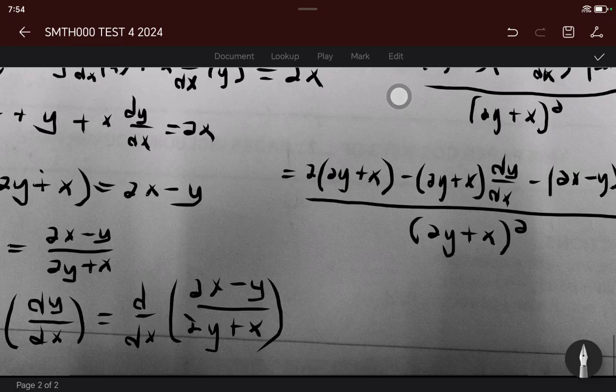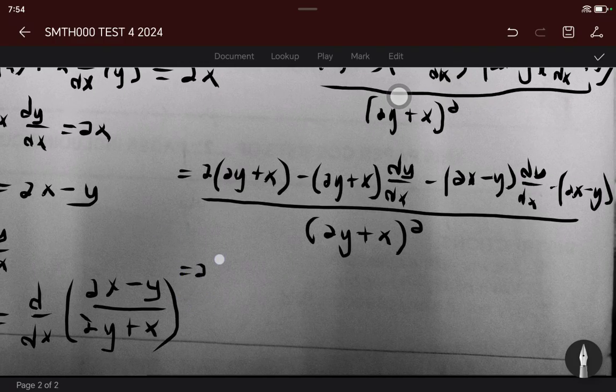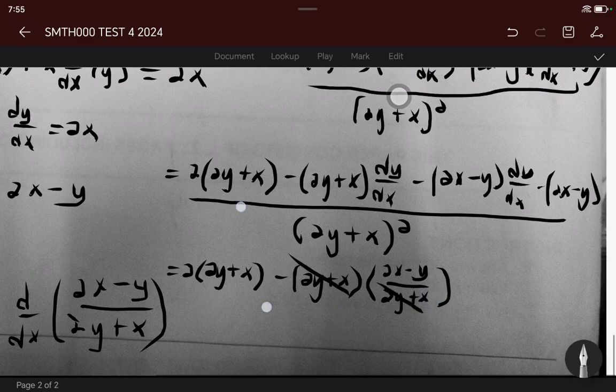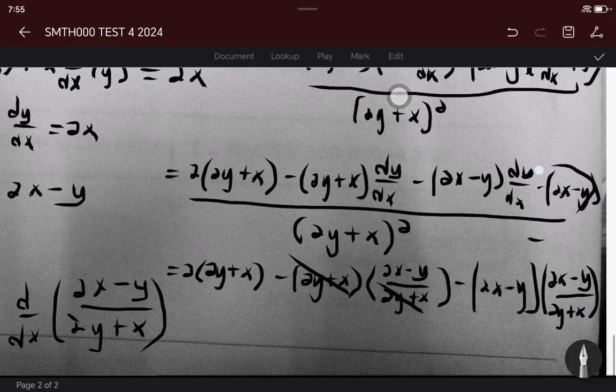So from here now we can direct substitute our dy over dx, and remember dy over dx is 2x minus y over 2y plus x. So I'm going to direct substitute that. So this is going to cancel out, minus this is 2x minus y, then I direct substitute this is 2x minus y over 2y plus x, and then I just subtract this.